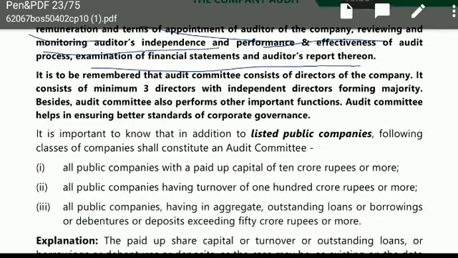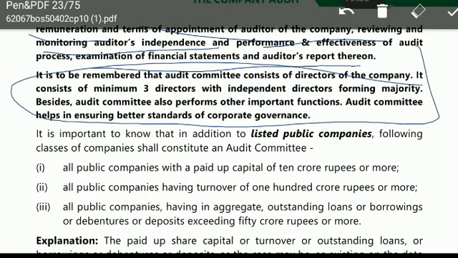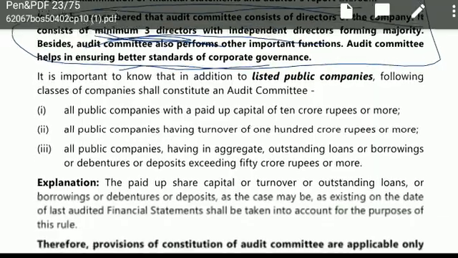Now audit committee is made up of directors, okay? Besides, audit committee also performs other important functions. Audit committee helps in ensuring better standards of corporate governance. Now this is one of the most important portion, and please mark it for your MCQs. Audit committee consists of minimum 3 directors with independent directors forming majority. Also, they help in ensuring better standards of corporate governance. So this is one common point, but it is important that how many directors should be there? 3 independent directors. Okay. Now let us study the applicability.